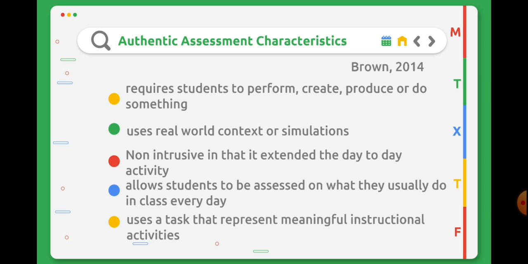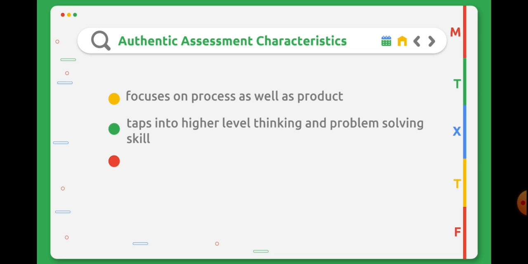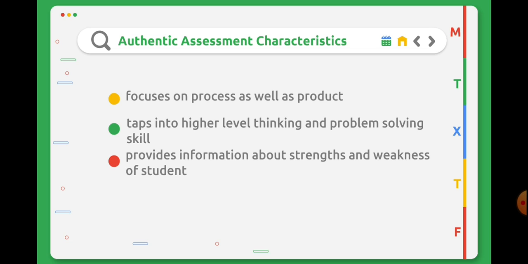Next, it uses tasks that represent meaningful instructional activities. The next one, it focuses on process as well as product. It taps into higher level thinking and problem solving skills. And the last one, it provides information about strengths and weaknesses of students.